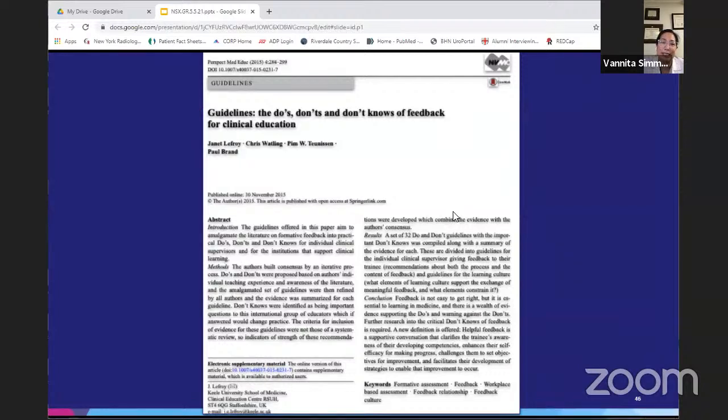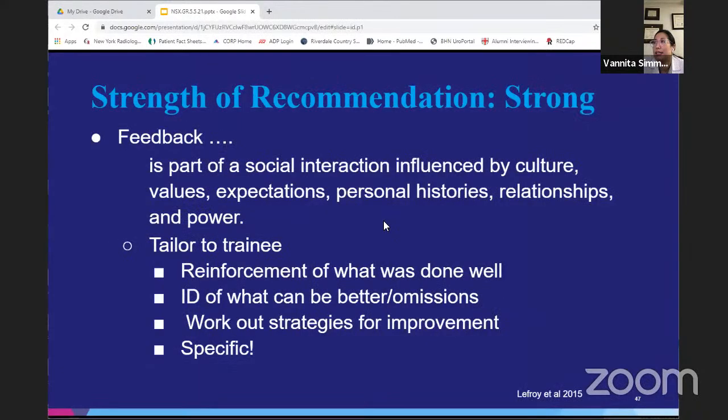But not to be outdone, this is a group from Britain, Lafoy et al., who reviewed the entire medical education literature. And they put together 32 guidelines. I'm not going to go through all 32 guidelines with you, but they divided their recommendations into strong, moderate, and weak, similar to how we evaluate any journal article or piece of literature. So strong is defined as a large and consistent body of evidence. So what did they find in their review?